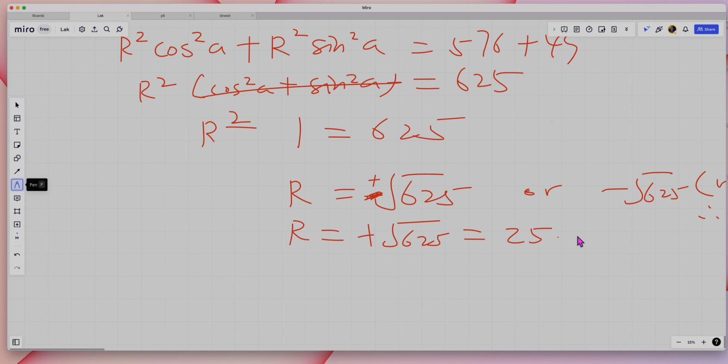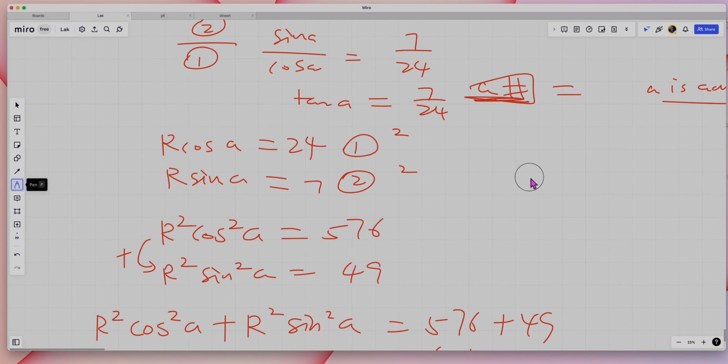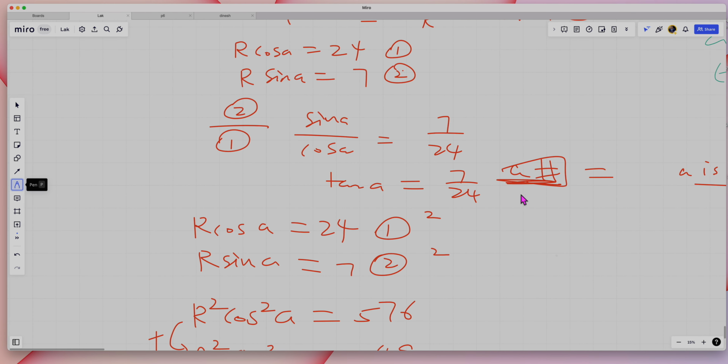Isn't A supposed to be alpha? Oh, this A is A. So can you help me out? What's A? Your calculator should give it to you. 16.26. 16.3 degrees, to one decimal place.